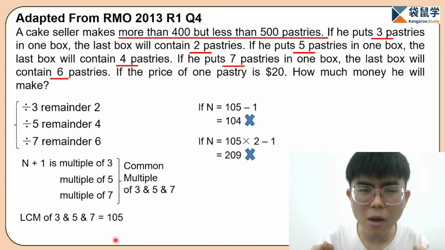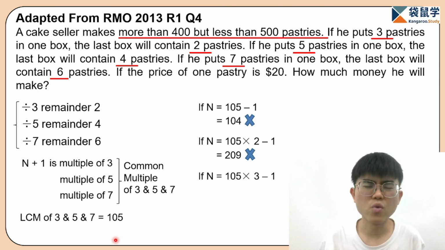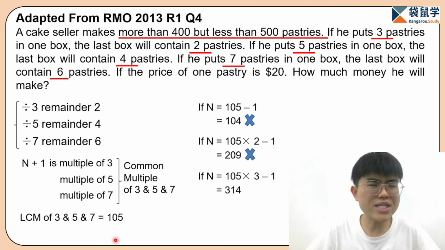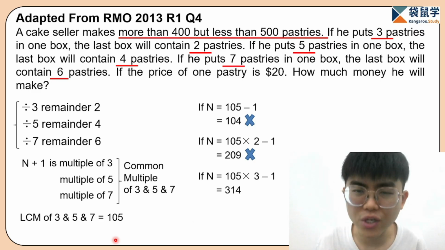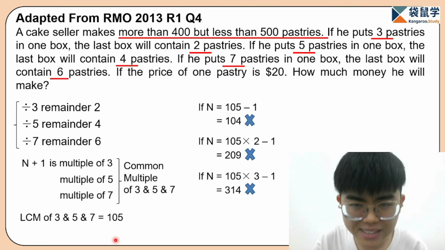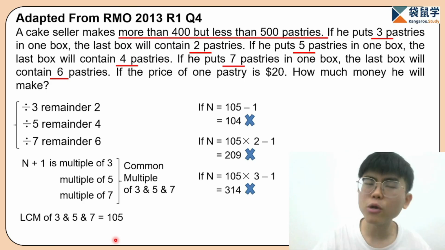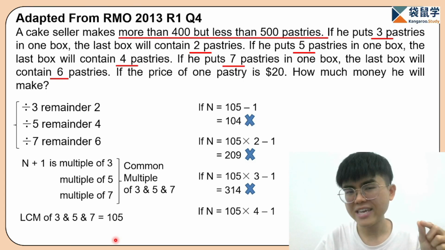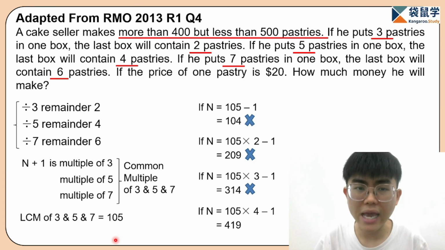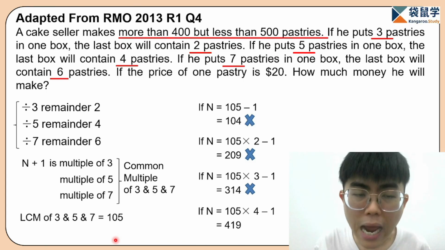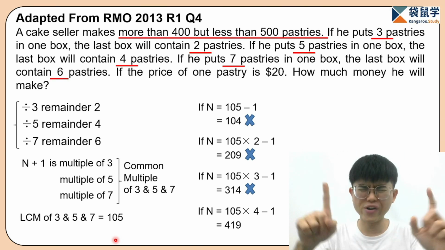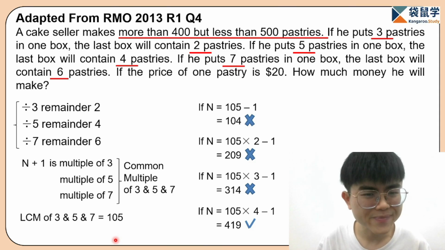We try the next multiple of 105. In this case, we have 105 times 3 minus 1. Now what we have is 314. Hey everyone, you see again, this is not more than 400. This cannot be our answer. Now we try out the next multiple of 105. We have 105 times 4 minus 1. In this case, we have 419. Hey everyone, it is more than 400. It is less than 500. Oh, very good. This can be our answer.